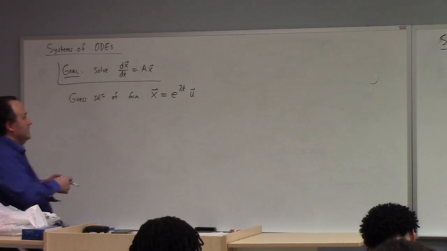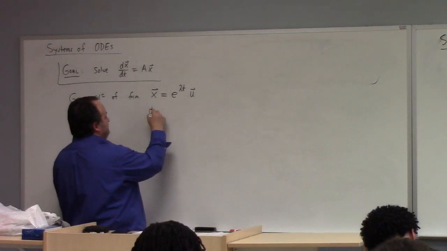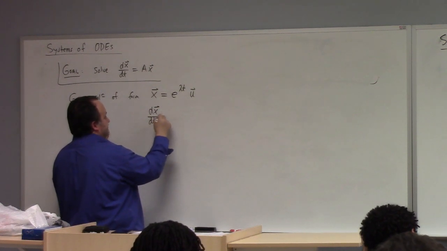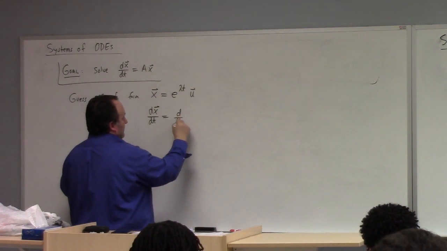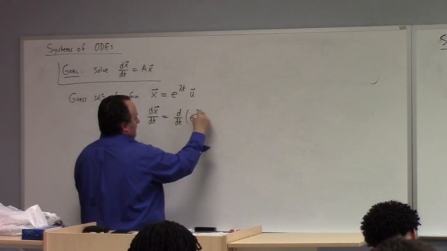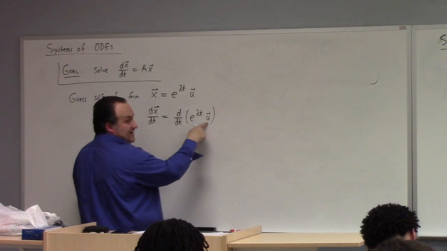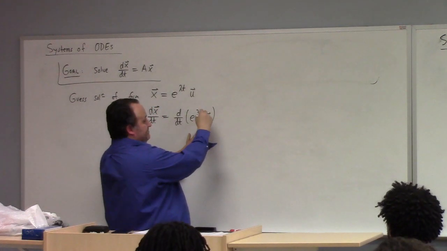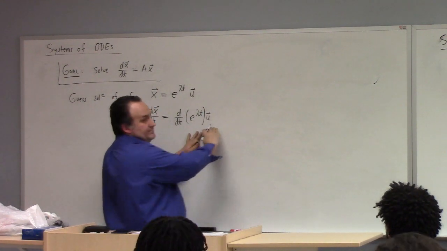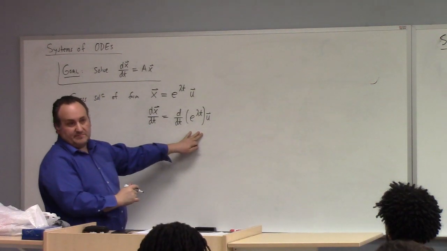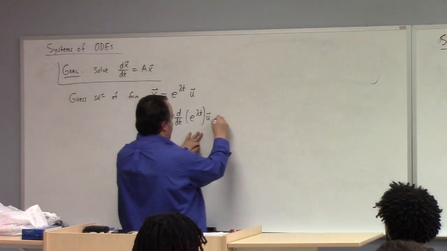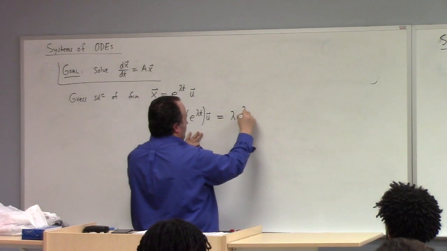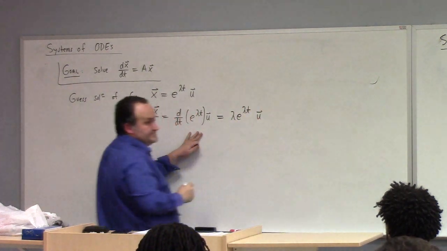Does it work? I don't know. Let's find out. What's dx/dt? u is a constant vector, so I can pull it outside the differentiation. What's the derivative of e to the lambda t? Lambda e to the lambda t times u.